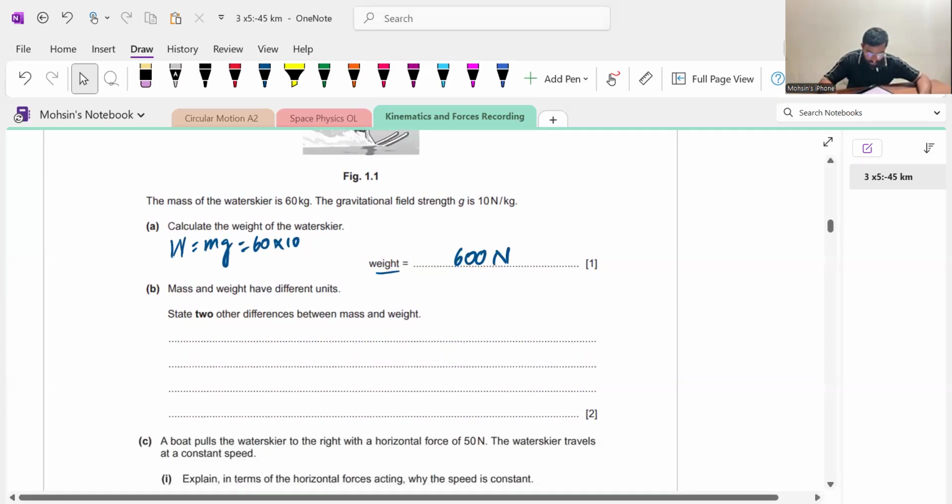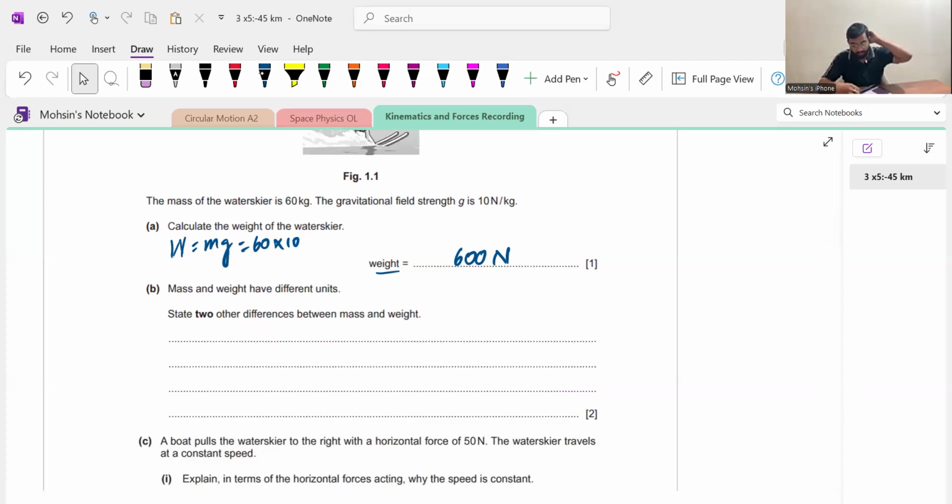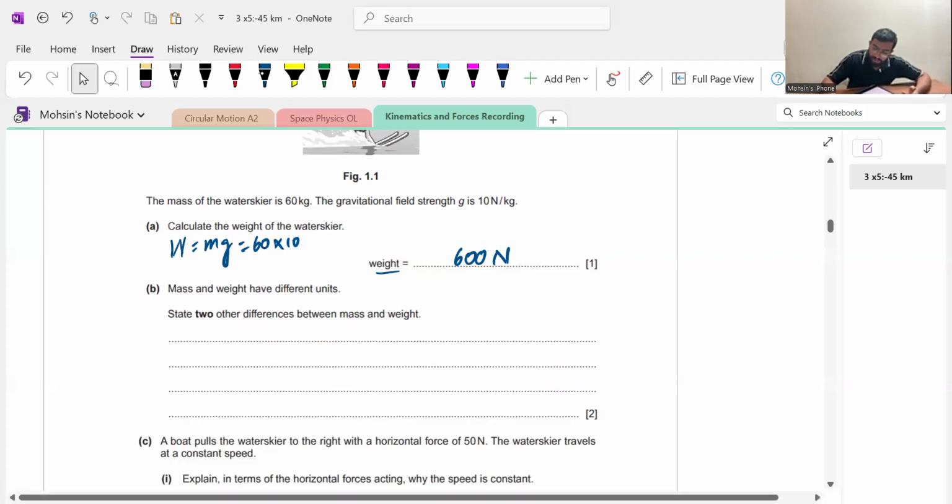State two other differences between mass and weight. One is the basic difference that mass is a scalar quantity.